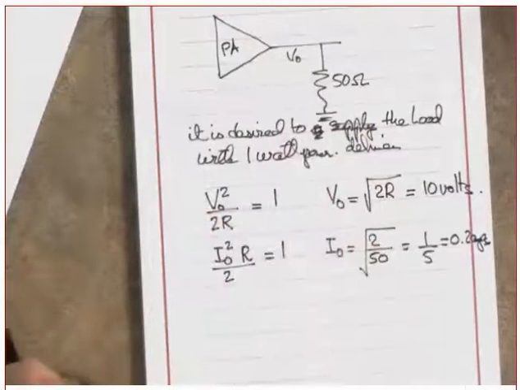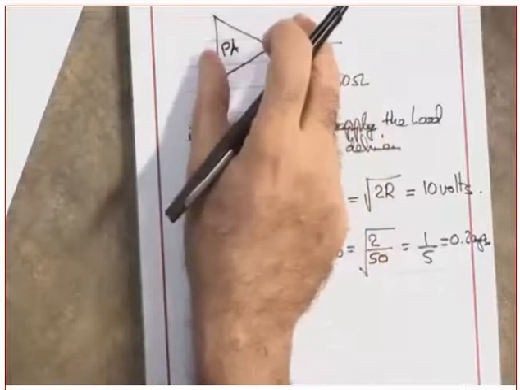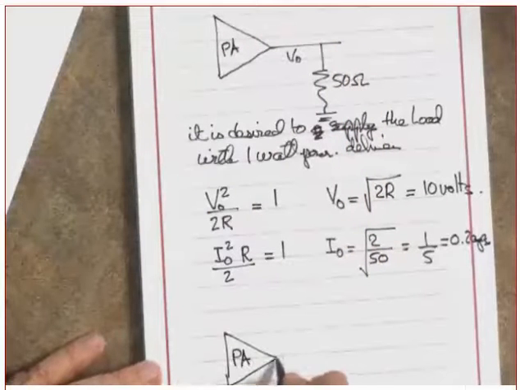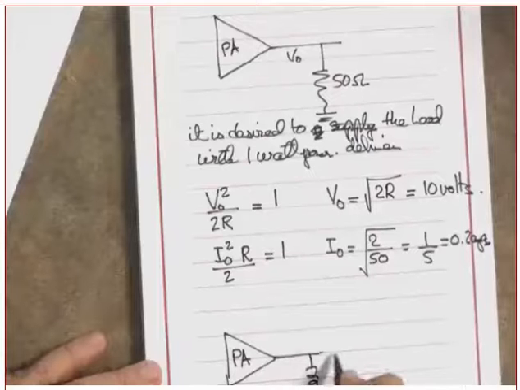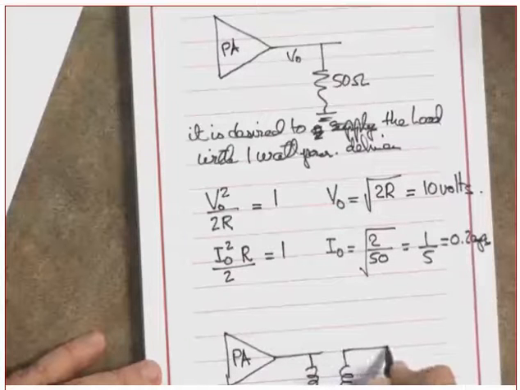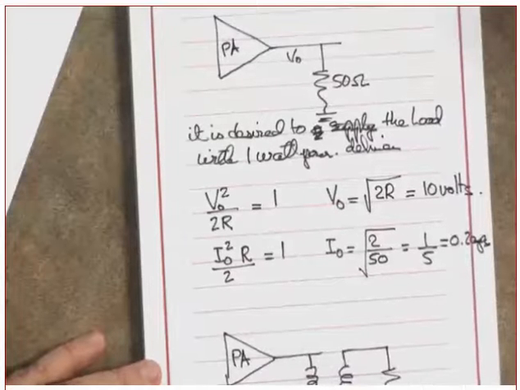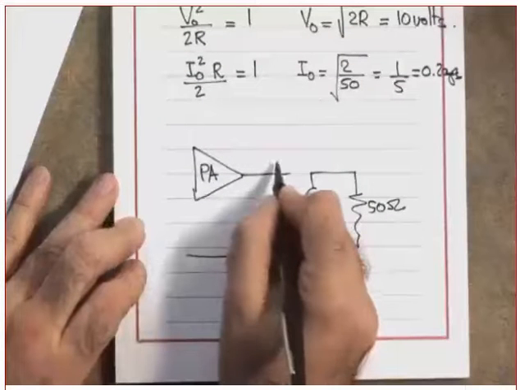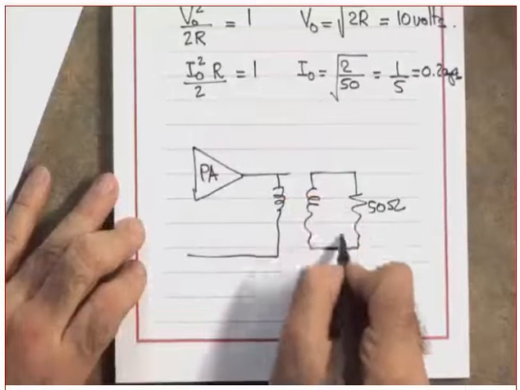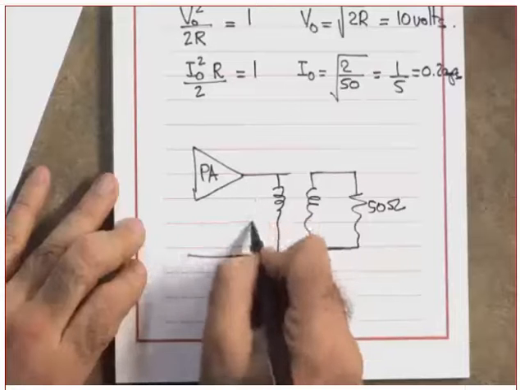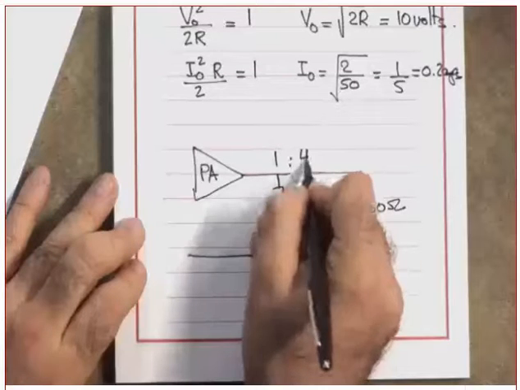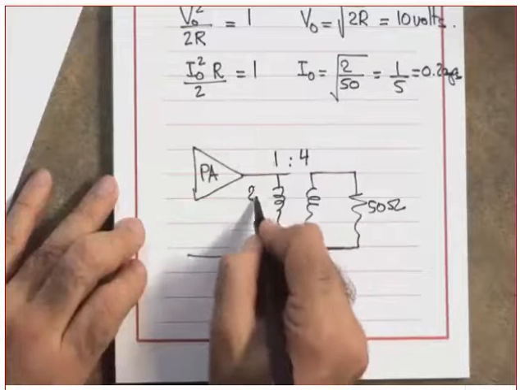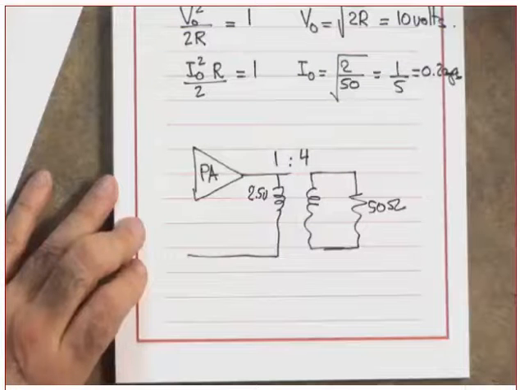What do I do? I use some kind of a matching circuit in here. So if I use, for example, like this, this is the power amplifier, and let's assume I use this. This is the 50 ohm. I want 10 volt in here, but I want much less in here. So let's say, for example, this is 1 to 4, just an example. What is the voltage here? 2.5 volt. A little bit more reasonable.